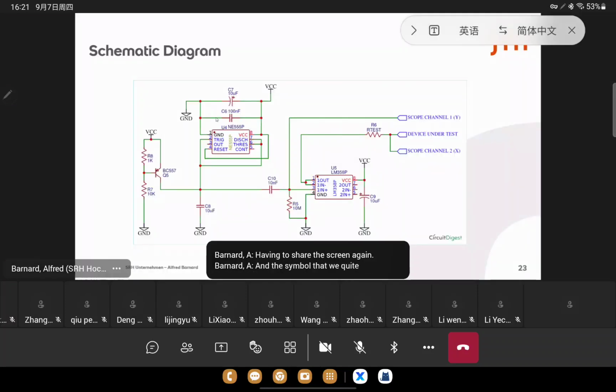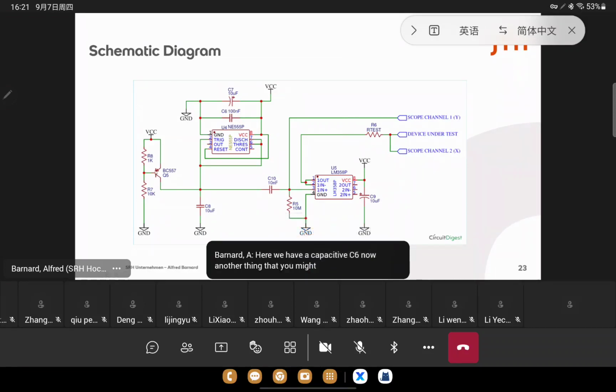And the symbol that we quite often use for it is this symbol here. We have a square, and on the one side, 1, 2, 3, 4, and usually with these, you would have some sort of dot or indication where your first pin is. Here we have a capacitor, C6.